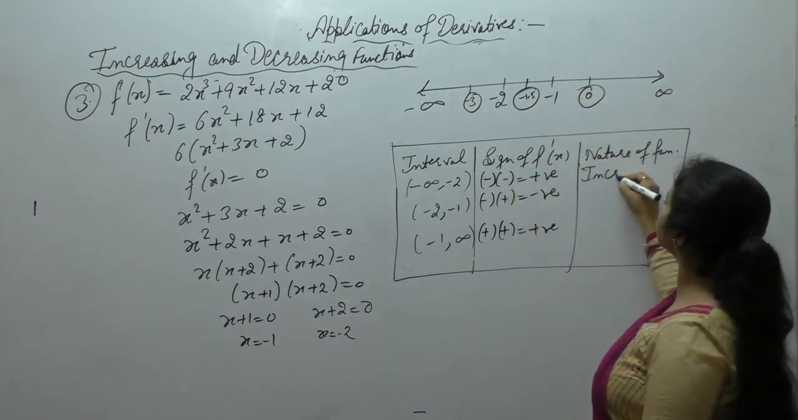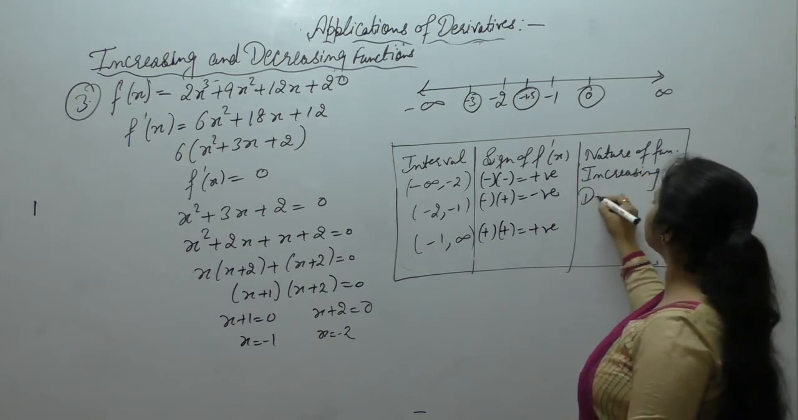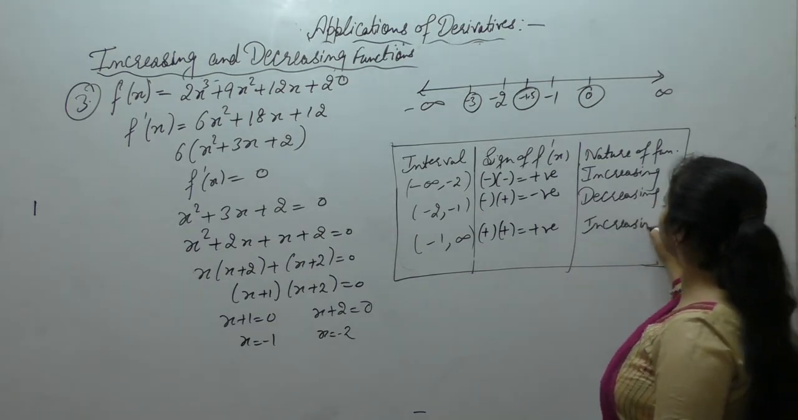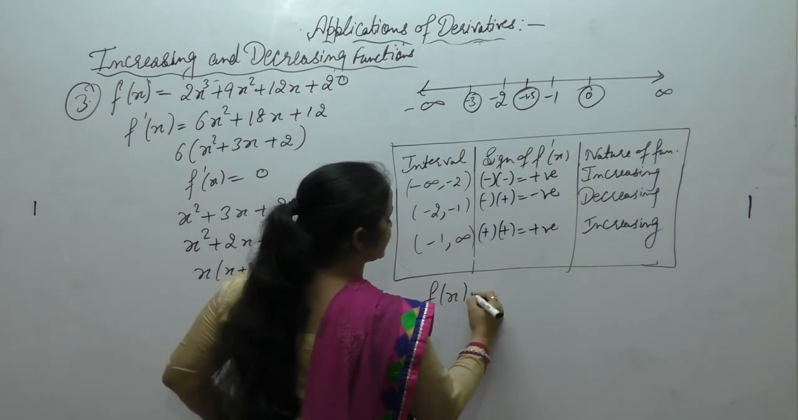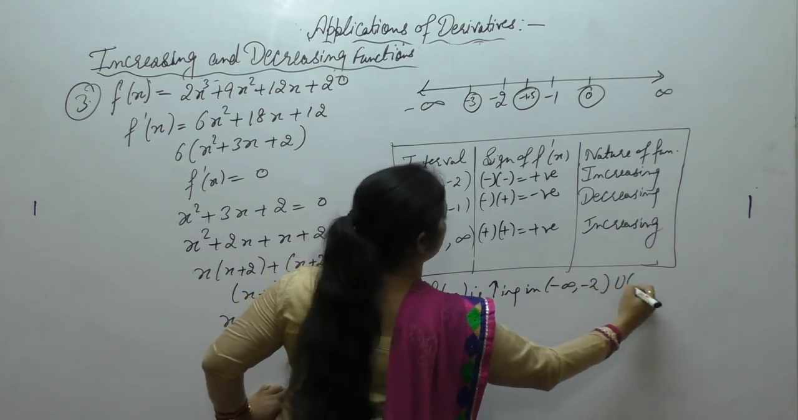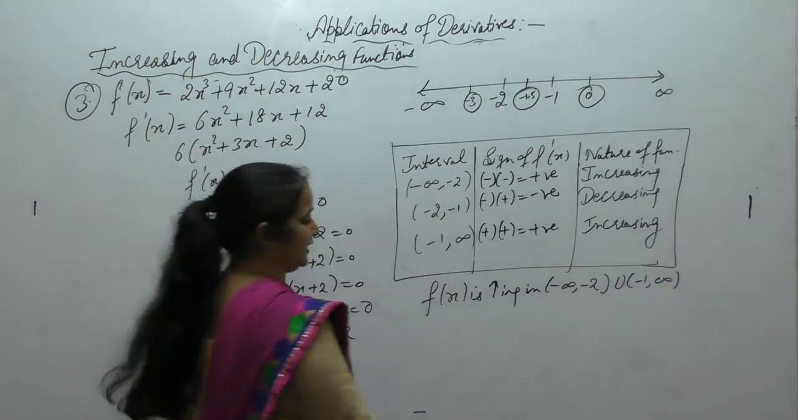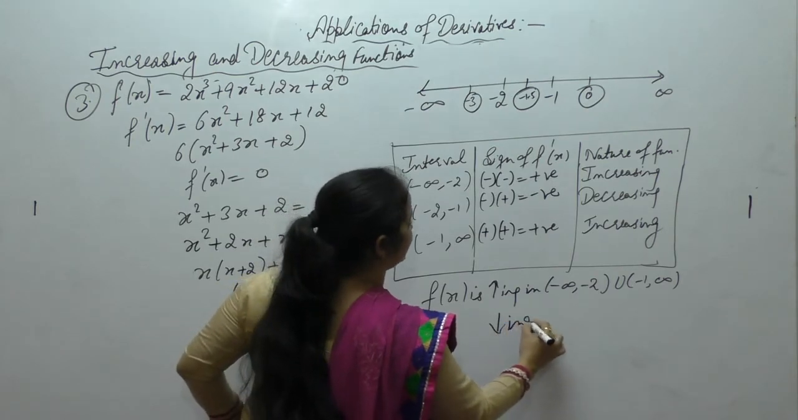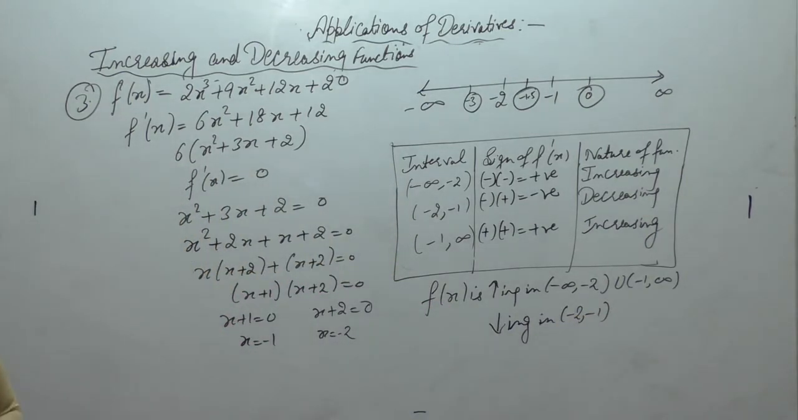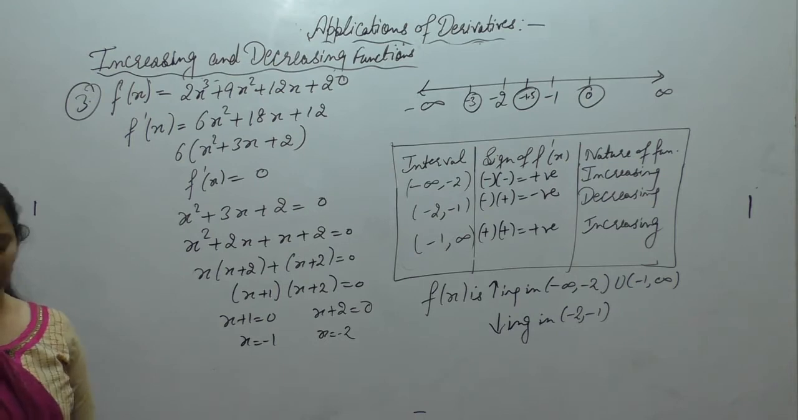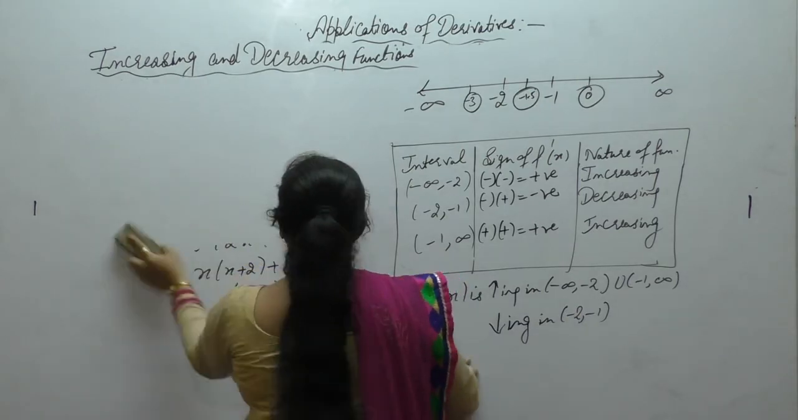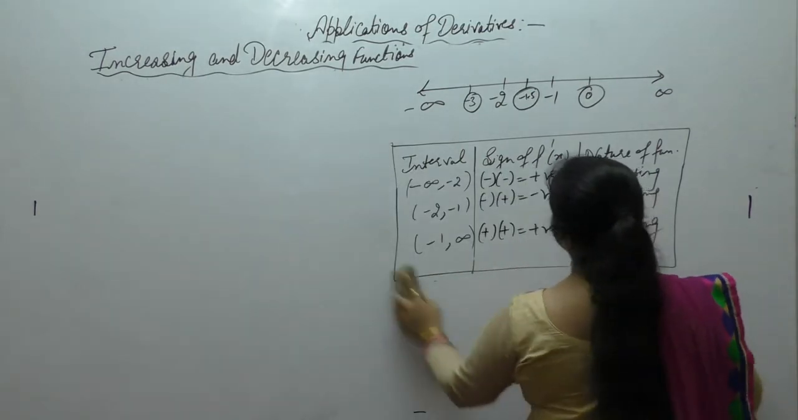Positive means the function is increasing. Negative means decreasing. And again positive, increasing. So what does it mean? f of x is increasing in minus infinity to minus 2 union minus 1 to infinity, and f of x is decreasing in minus 2 to minus 1. Note it down. Now the next question.